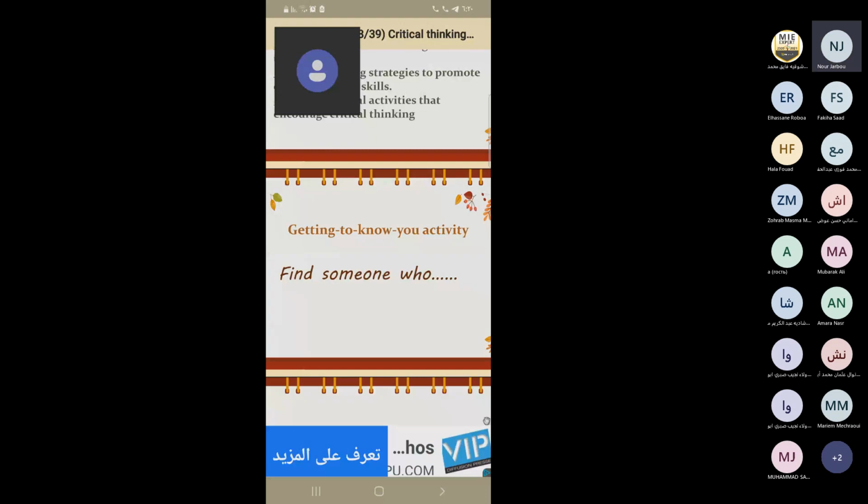So this is a very simple and interactive icebreaker. You can just use it for group building, for knowing each other. They can play it in groups, and the first one who finishes all the questions can say bingo and be the winner. So this is a great one for knowing each other.